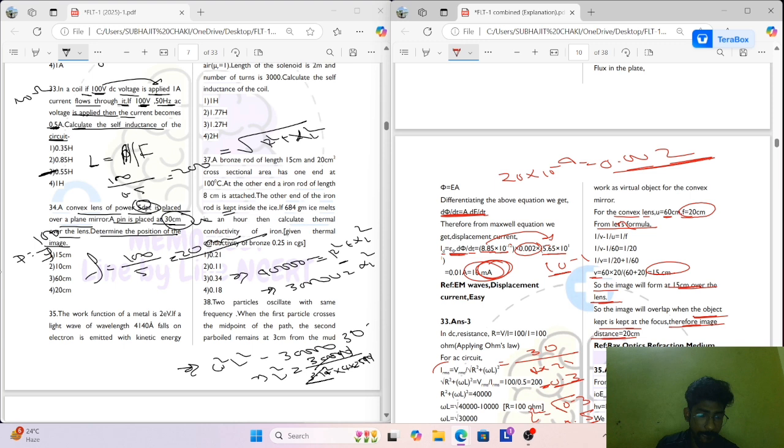Now put all of this in the bottom, what you will get is 0.5 plus 225. 4 pi into 10 to the power minus 7, divided by 2, 2 into 3.14. Okay, 10 to the power minus 7, 9 into 10 to the power 6.